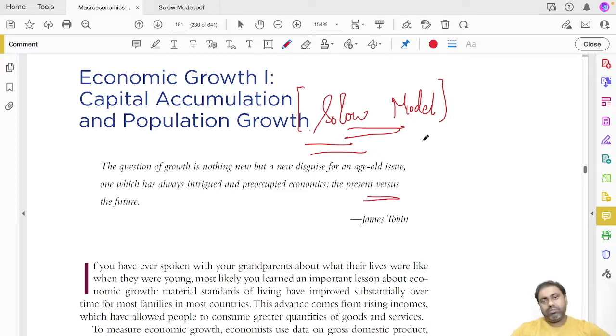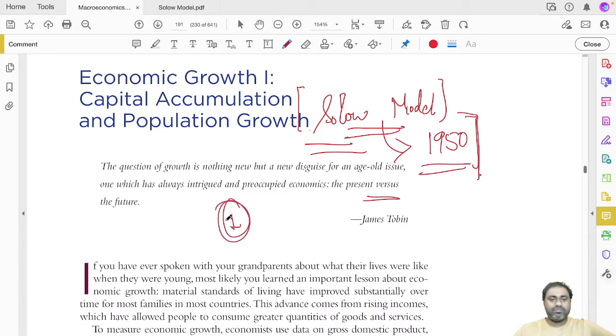So, the Solow model began in the late 1950s, and why is the Solow model important? For two reasons. One, this is the first model that talked about convergence. Irrespective of the growth rate of the economy, if all the fundamentals are similar, both economies will converge to a particular level.